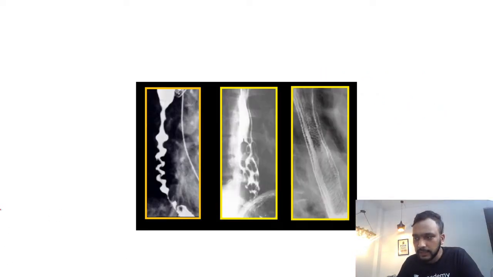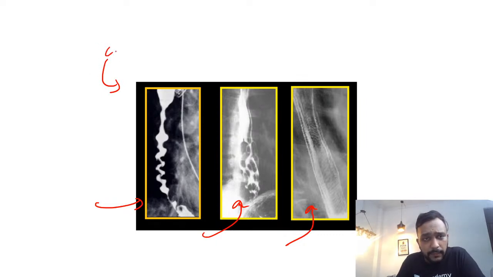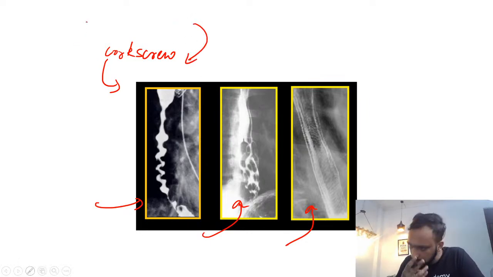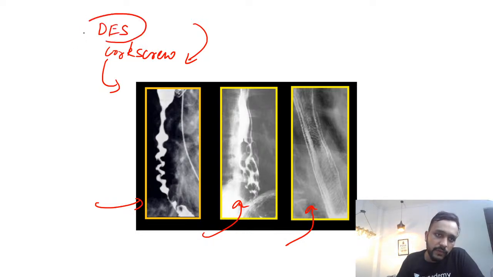Okay. Now other few important spotters from the barium swallow images. So guys, this is an image showing corkscrew type of esophagus. This corkscrew type of esophagus is seen in a case with diffuse esophageal spasm.